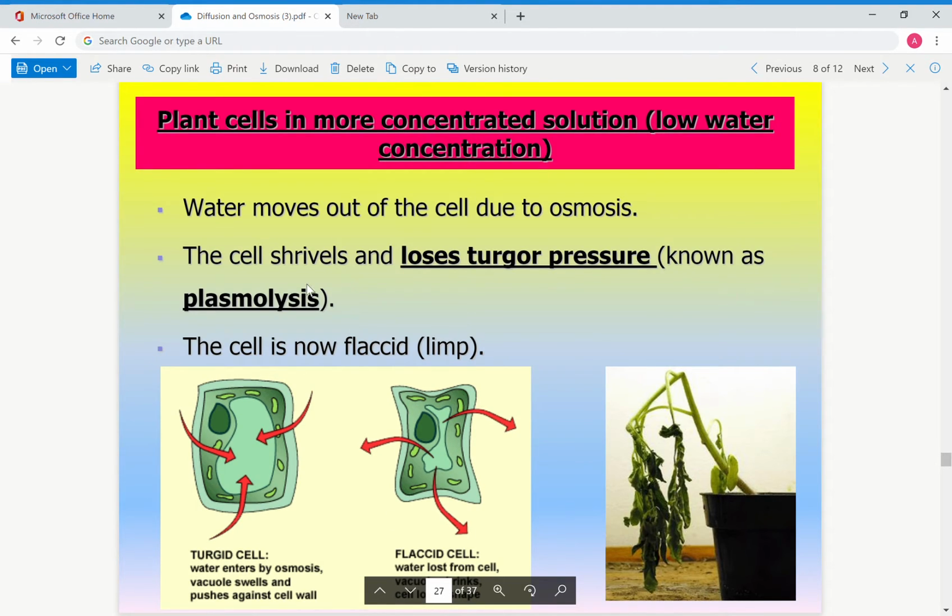Yeah, this term here, plasmolysis. So when a plant loses its turgor pressure, this is known as plasmolysis. If you've ever seen a plant fall over or become limp, basically, that is plasmolysis because it's lost water to its surroundings.